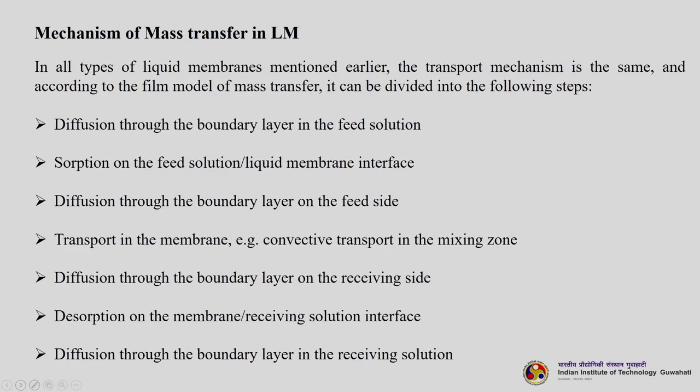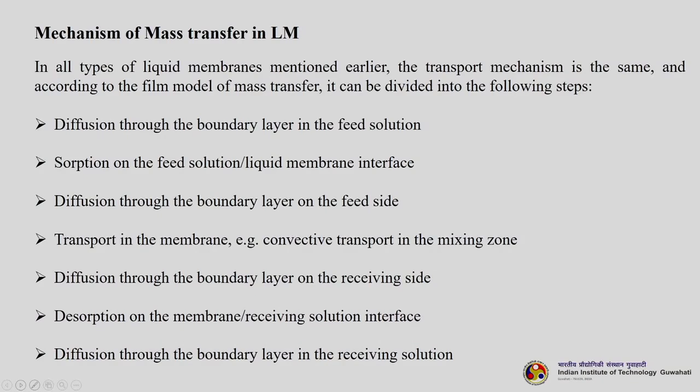Now, let us try to understand the mechanism of mass transfer in liquid membranes. In all types of liquid membranes mentioned earlier, the transport mechanism is the same, and according to the film model of mass transfer, it can be divided into the following steps. The first is diffusion through the boundary layer in the feed solution. Then sorption on the feed solution or liquid membrane interface.